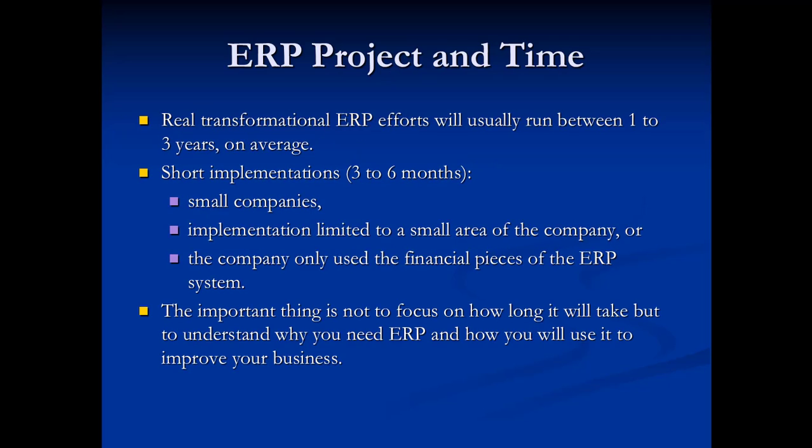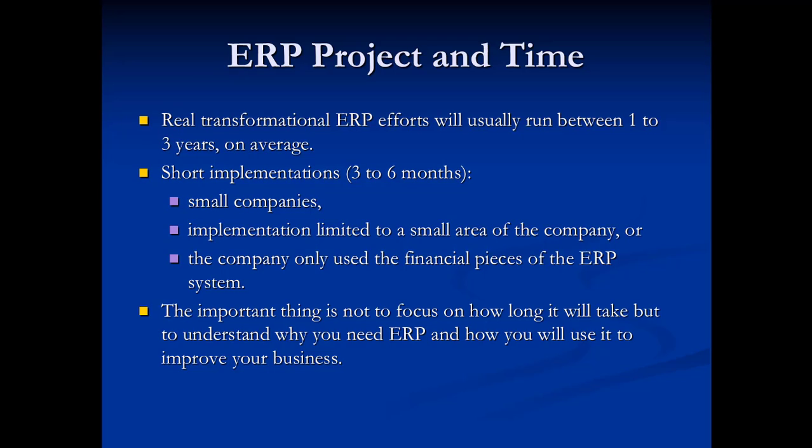Look at the time for the implementation of an ERP system. A real transformation through ERP efforts will usually run between 1 to 3 years on average. When you apply the full, complicated ERP system, it may take a longer period, 1 to 3 years on average. Meanwhile, during this period, you need to maintain your manual system as well. So you have to run both the ERP and the currently used system in parallel, which takes a lot of effort and cost for the business organization.